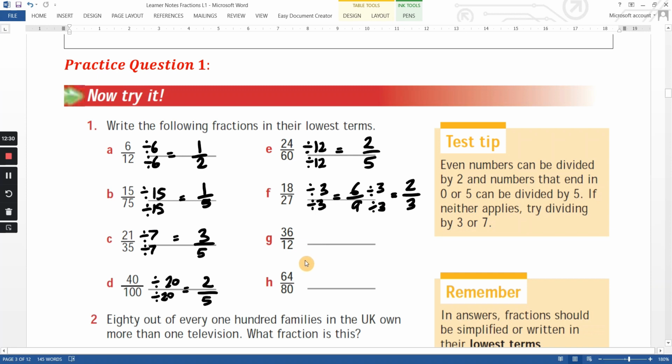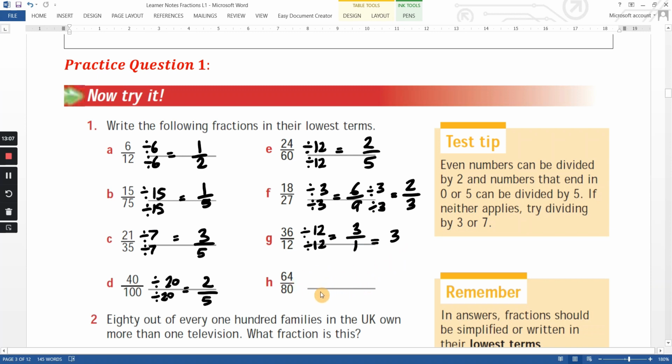Let's do part G. Ooh, slightly different for part G. This is an improper fraction, so it's top heavy. It's heavier on the top than the bottom. No problem. Let's just do the same again. Let's divide by 12. I'll get 3 at the top, 1 at the bottom. I can't leave my answer like this. If you know any whole number is always over 1, so technically this is 3. Yeah, you can't leave it in a fraction, I'm afraid. You have to write it as a whole number.